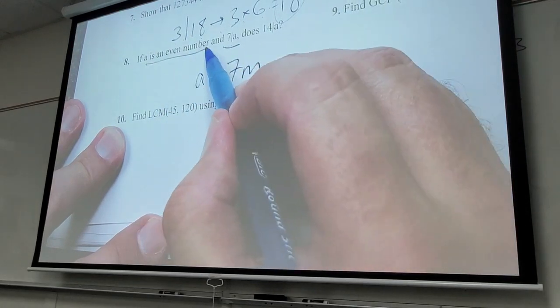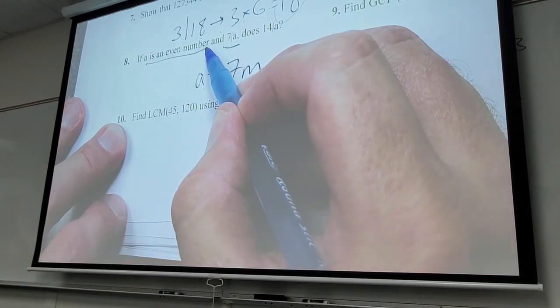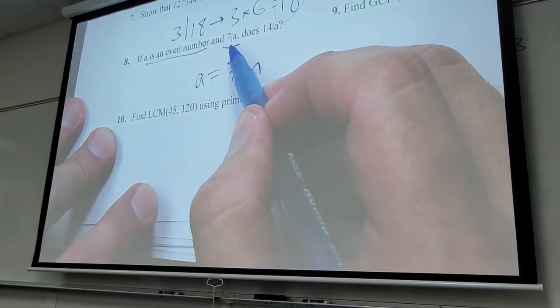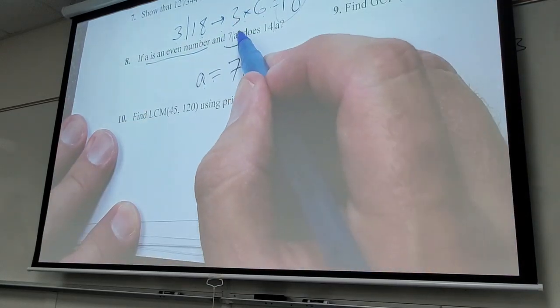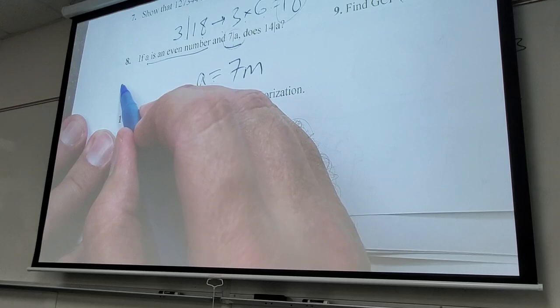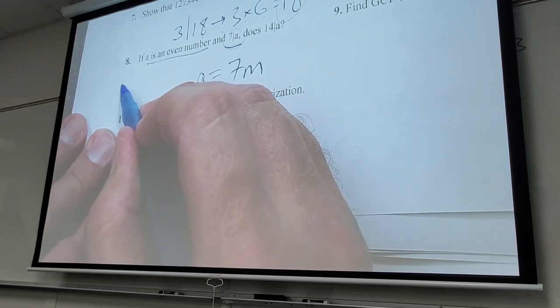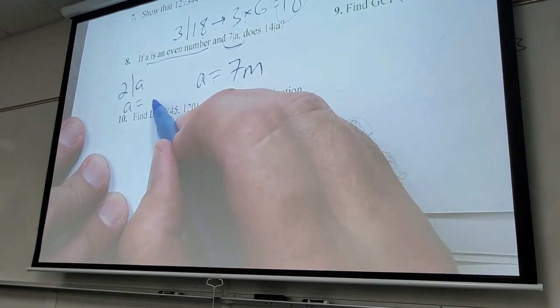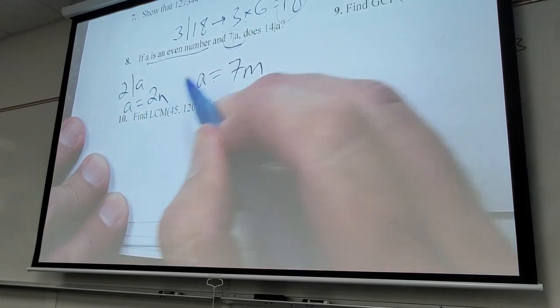So we know it's even. What does that also mean? If A is an even number, what other divisibility rule could I write? Or what other thing could I write? If A is even, what divides A? 2 divides A, which means that A is 2 times n.